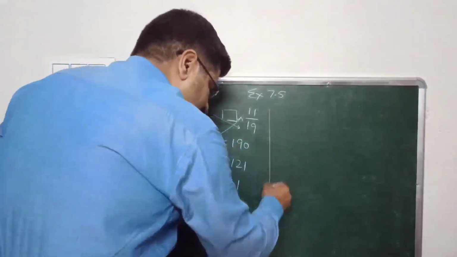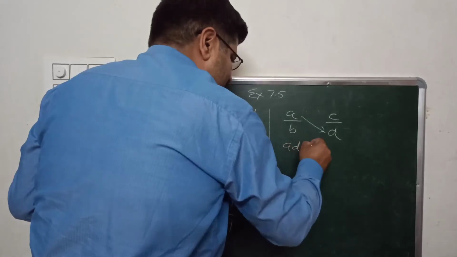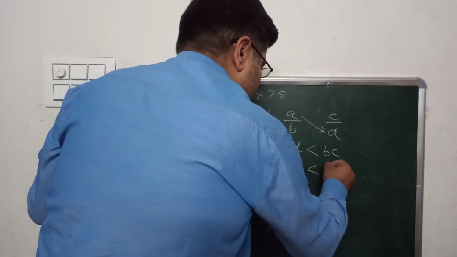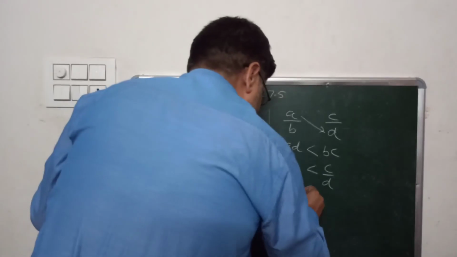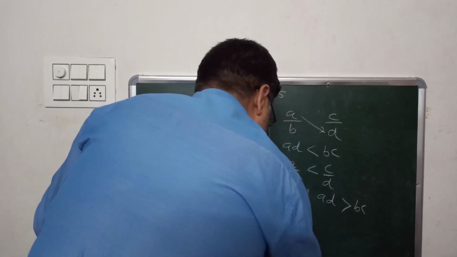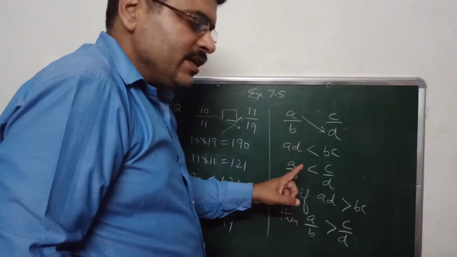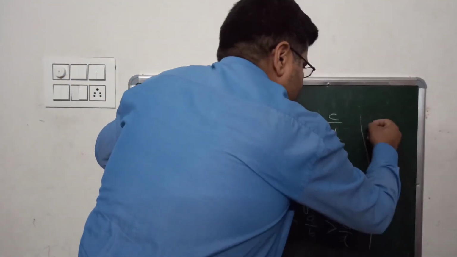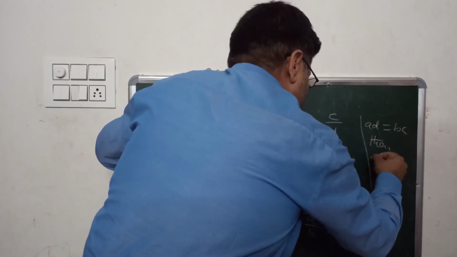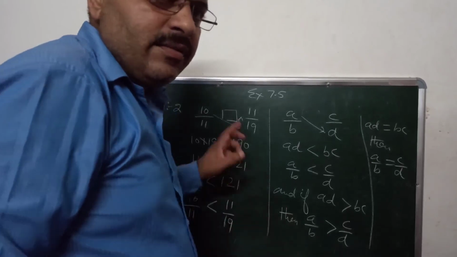Simple thing is like this. If we have A upon B and C upon D, if you multiply this, if AD is less than BC, then A upon B is less than C upon D. And if AD is greater than BC, then A upon B is greater than C upon D. And if AD is equal to BC, then A upon B will be equal to C upon D. So these three formulas you have to keep in mind for the comparison. Thank you.